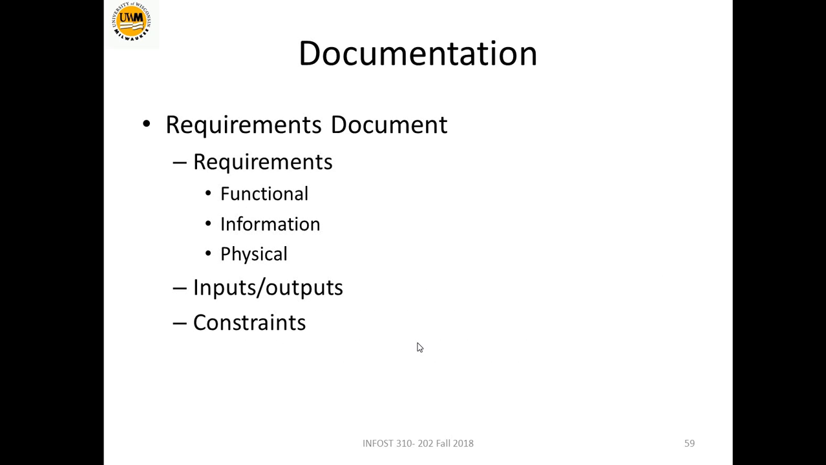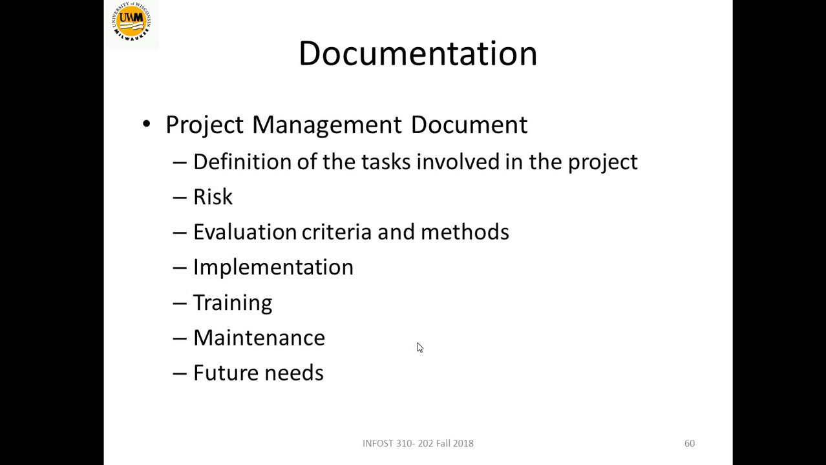We need a requirements document. We need functional requirements, informational requirements, physical requirements, what the inputs and the outputs are, and also the constraints. We need project management requirements. We need to define the tasks involved in the project. We need to have a risk document. We need to have evaluation criteria. How do we evaluate? We need the project implementation documents, training documents, maintenance documents, and future needs documents if the project is ongoing.